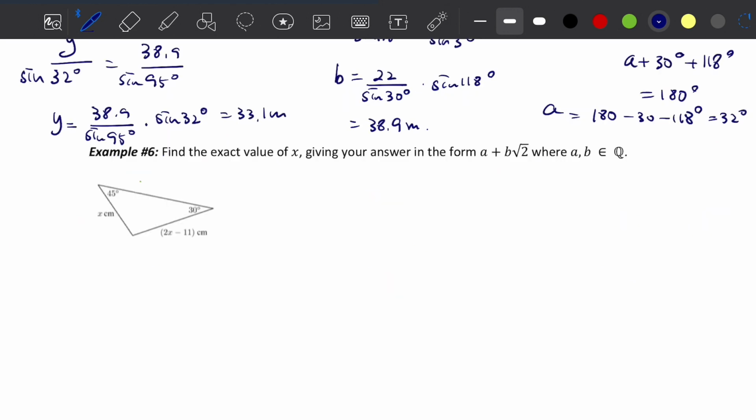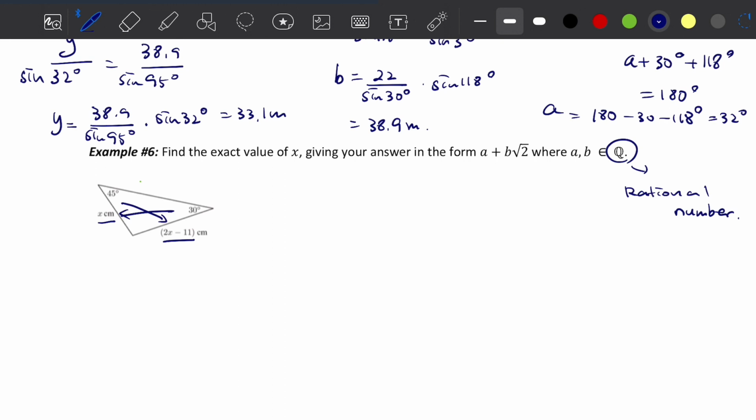Then let's do example 6. We need to find the exact value of x, giving our answer in the form a plus b square root 2, where a and b are rational numbers. Q stands for rational numbers. We know that x represents the side that is opposite the angle 30 degrees, and 2x minus 11 represents the side that is opposite the angle 45 degrees.